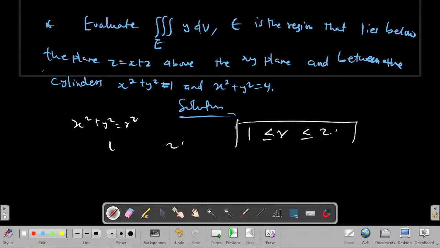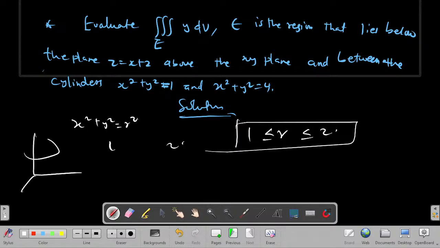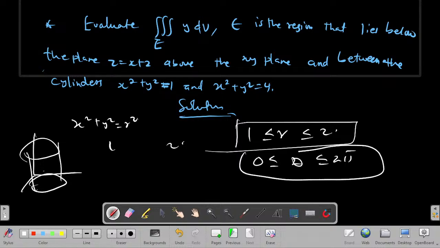Period. We are done. The next term we are looking for is what? Our theta, then our z. Please, whenever you have a cylinder problem, you realize that when you overlap the cylinder on the xy plane, it becomes a circle. A circle will have a theta from 0 to what? 2 pi. So 0 ≤ theta ≤ 2 pi. Once it's a circle, we are done.